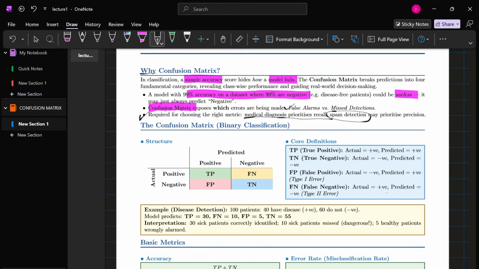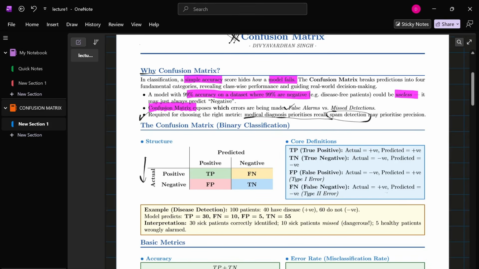Moving to section 2, we can see what an actual matrix looks like. It's a 2 cross 2 table with actual values on the rows and predicted values on the columns. If you want, you can invert these also, but for now the actual values are on the rows and the predicted values are on the columns. Now it is divided into 4 cells: TP, true positive, then true negative, false positive and false negative. Let's go one by one.